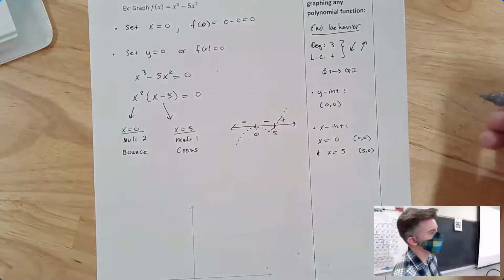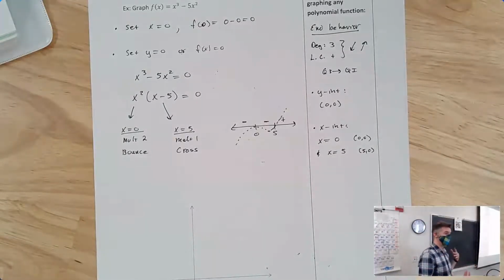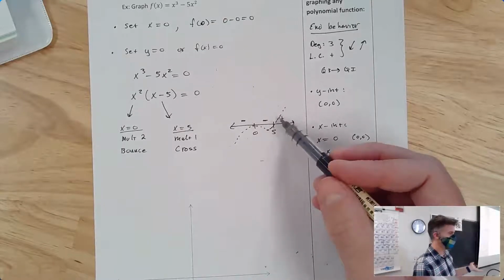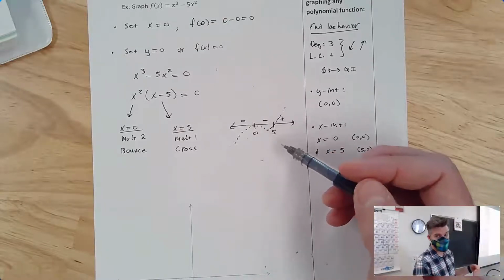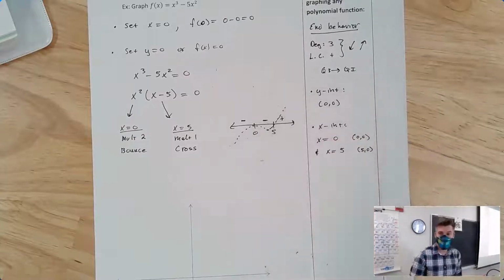So I really encourage you to associate in your mind bouncing with the sign staying the same for the function and crossing with the sign changing. So when the graph crosses the x-axis, it changes from negative to positive or positive to negative. When it bounces, it stays negative, negative, or positive, positive.